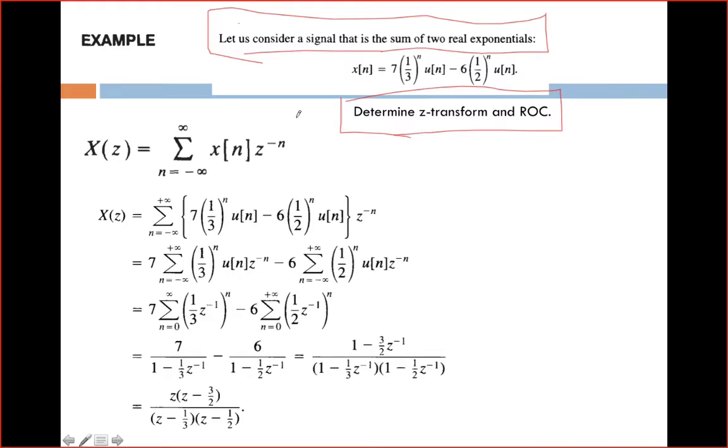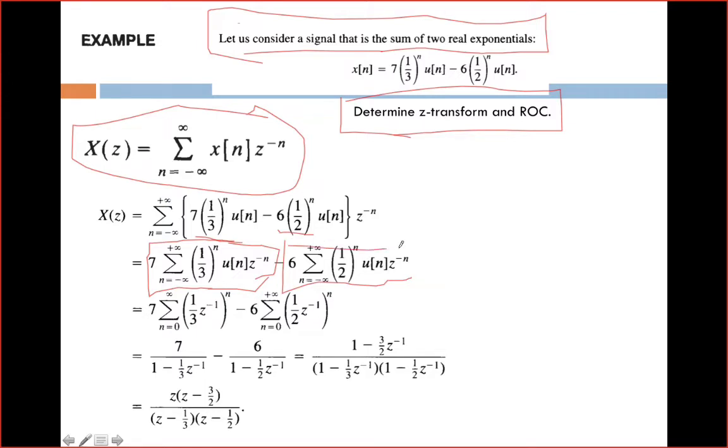For that, the first step again is to write the formula to find the z transform. Now we have to substitute the value of x of n. I am simply substituting the value given in the problem. I have two terms: one is 7 into (1/3)^n u of n and the other is 6 into (1/2)^n u of n. So I am writing two different summations, actually separating them. First I write the first summation, after that the second one.